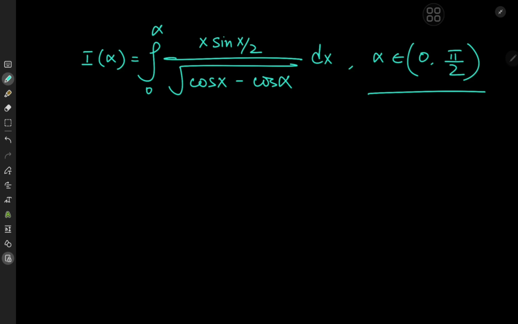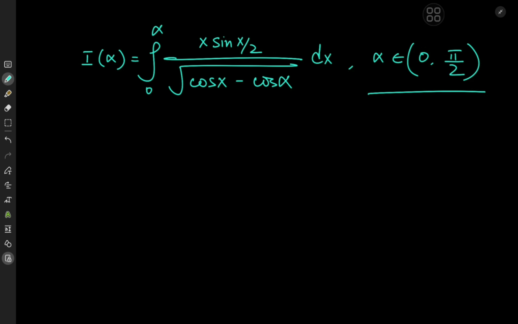Today we have a really cool integral characterized by a parameter alpha, where alpha is a real number between 0 and pi by 2. I of alpha is defined as the integral from 0 to alpha of x times the sine of x by 2 divided by square root cosine x minus cosine alpha. It's an interesting structure where the alpha parameter is part of both the integrand as well as an upper limit of integration. So how exactly do we approach this integral?